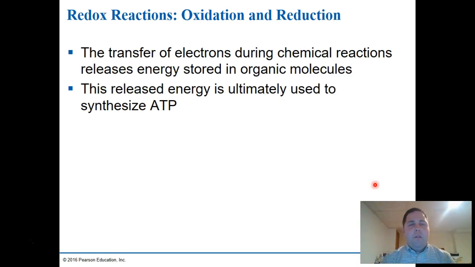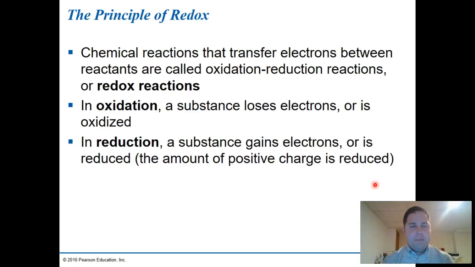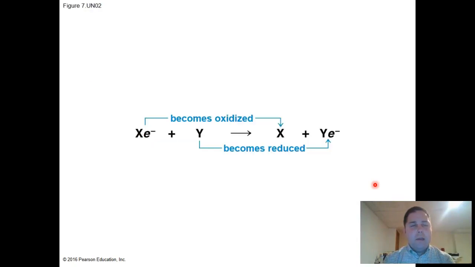So just a quick review of redox reactions. We're talking about the transfer of electrons. So oxidation, you're going to lose. Reduction, you're going to gain: OIL RIG. So here, this molecule X that has an extra electron is going to become oxidized when it becomes X without an electron. Y that has no electron here becomes reduced when it gains an electron on the other side.